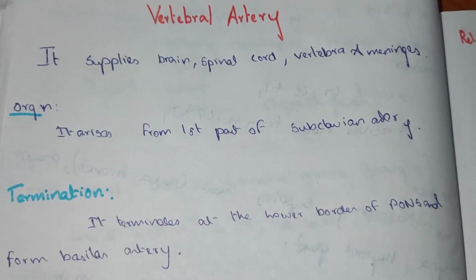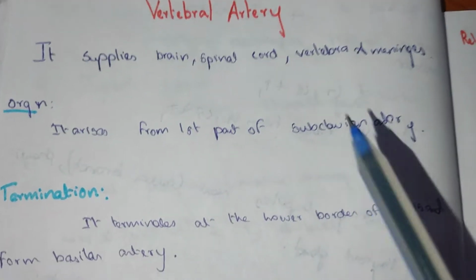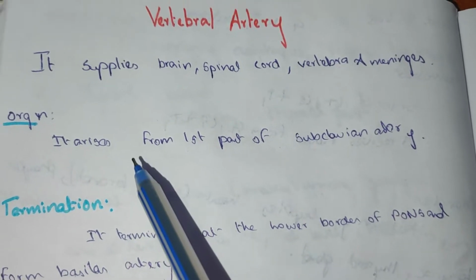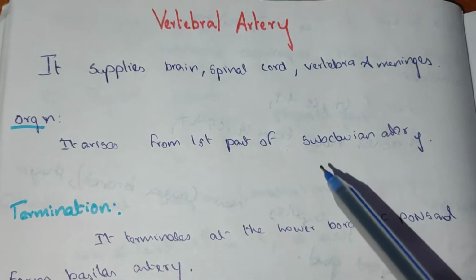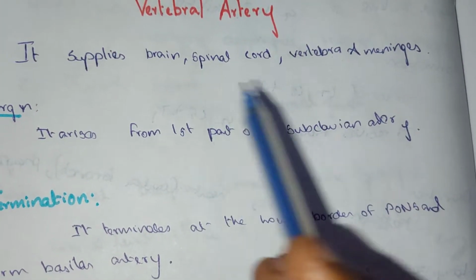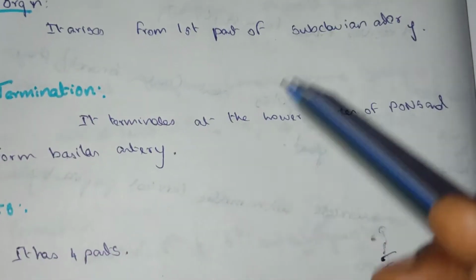In this video, we are going to see about the vertebral artery. It supplies the brain, spinal cord, vertebra and meninges. Origin: it arises from the first part of the subclavian artery.